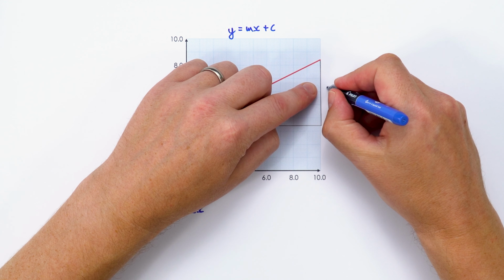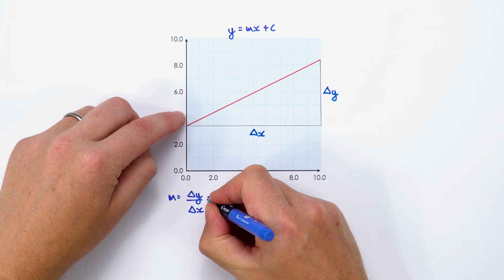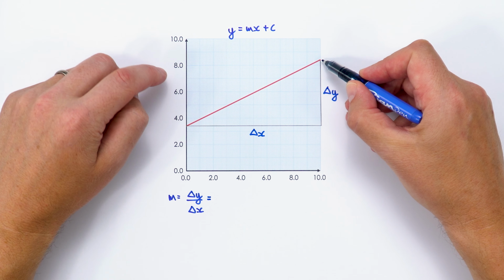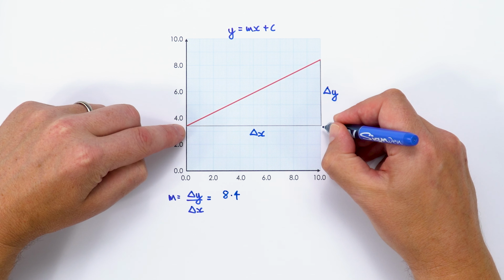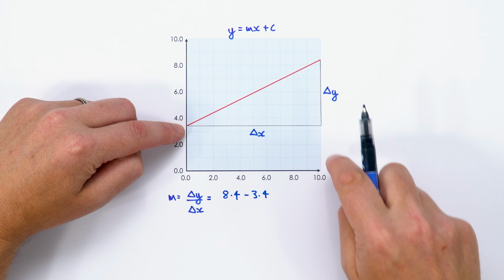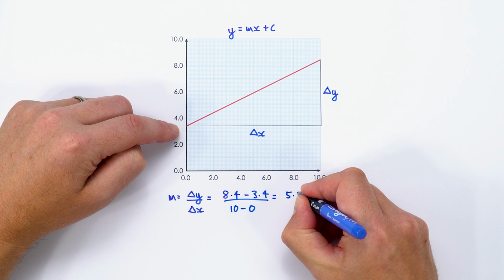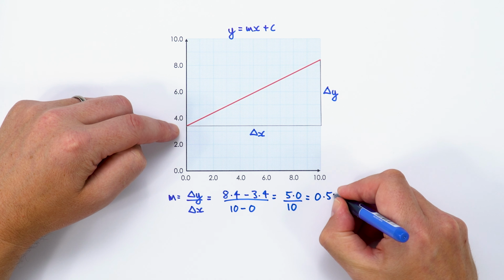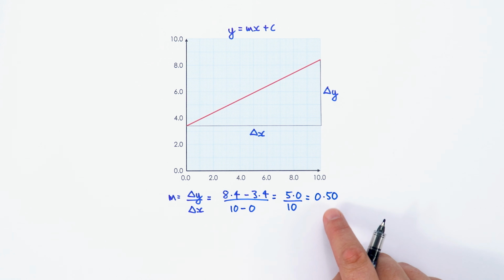So this side over here is going to be our change in y value, and this side across here is going to be equal to our change in x value. And then of course we need to get some numbers. Looking at this point up here, this looks to me to be 8.4, and the point down here is equal to 3.4. And we're going to divide that by our change in x, which goes from 10 down to 0, which is simply 5.0 divided by 10, which is just equal to half, or 0.50. So in this case, what we have is a gradient equal to 0.50.